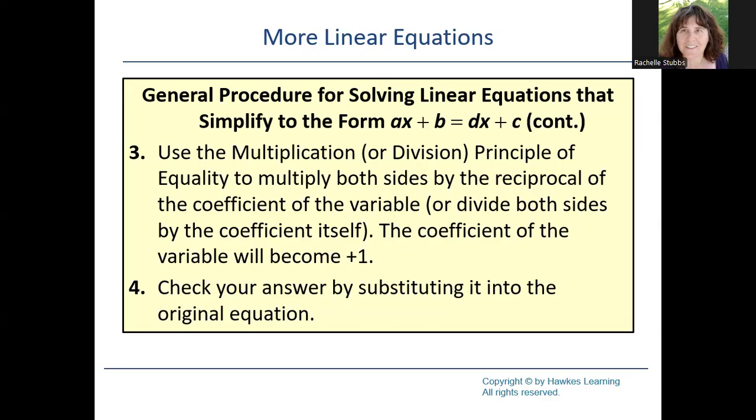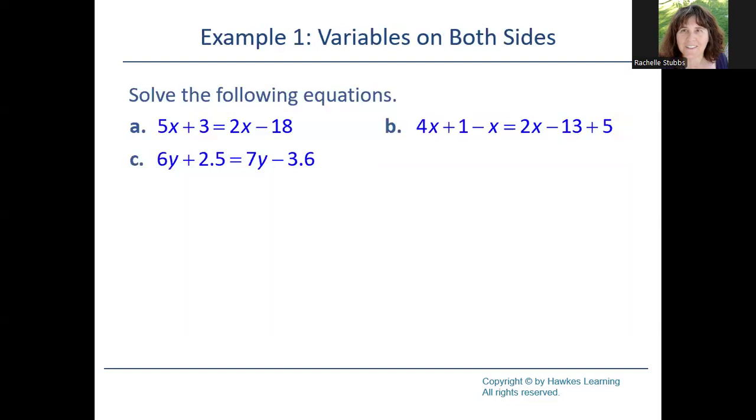And then third, use the multiplication or division principle of equality to multiply both sides by the reciprocal of the coefficient of the variable, or divide both sides by the coefficient itself. Our goal is to get the coefficient of the variable to become a positive 1, and then you check your answers. So let's go ahead and look at these three.